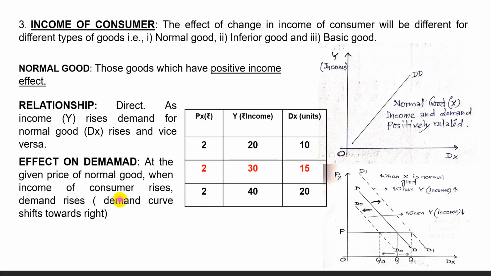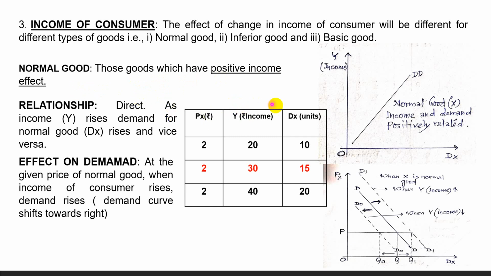Income of consumer. The effect of change in income of consumer will be different for different types of goods. The goods are normally 3 types: normal goods, inferior goods, and basic goods. In case of normal good, what are the normal goods? The normal goods are those goods which have positive income effect. That means at a given price, if the income of the consumer rises, the demand for normal good also rises. And if income decreases, the demand for normal good will decrease. That means all those goods for which we have positive income effect will be called normal goods.